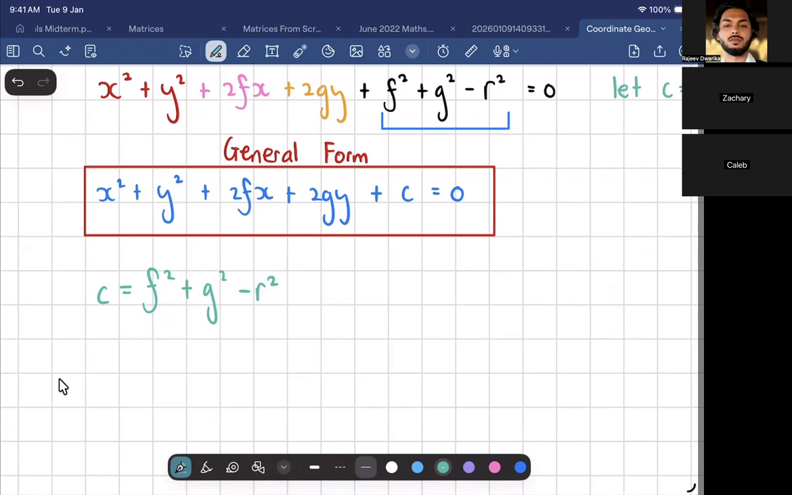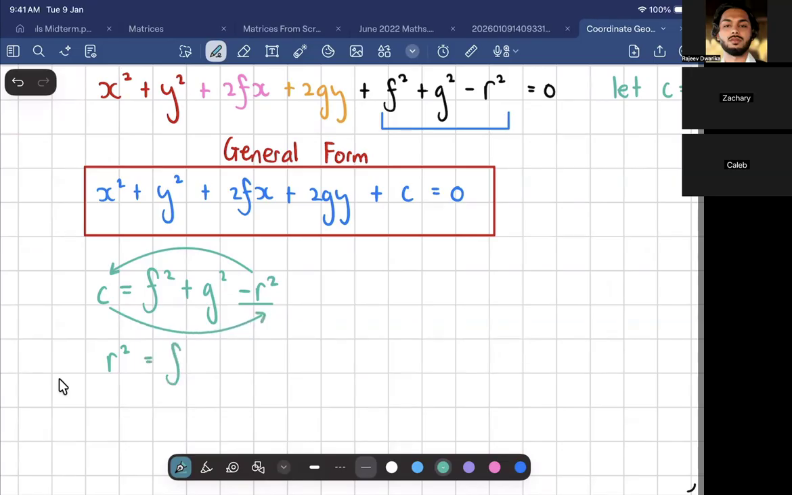Caleb, you want to make R the subject of the formula. Do you have any ideas? It's going to be R squared. Move the R squared to the other side, I like how you're thinking. You could take this entire thing and move it across to get the positive, and then you put the C on the other side of the equal sign. Excellent. That's the perfect way to think.